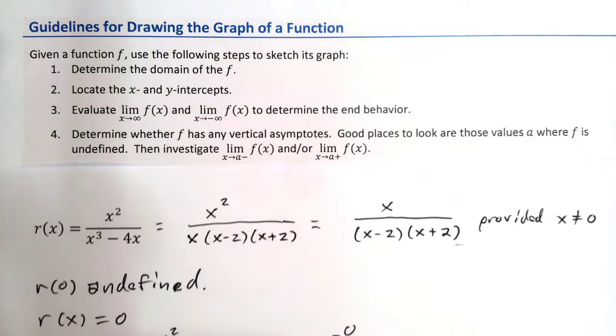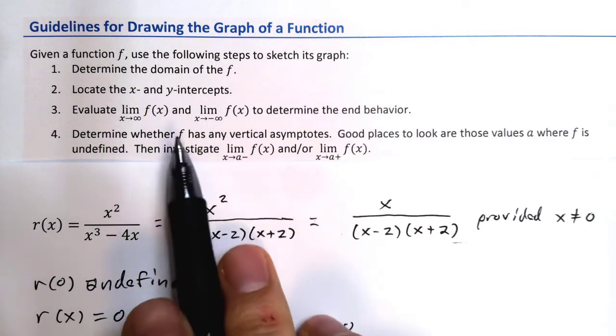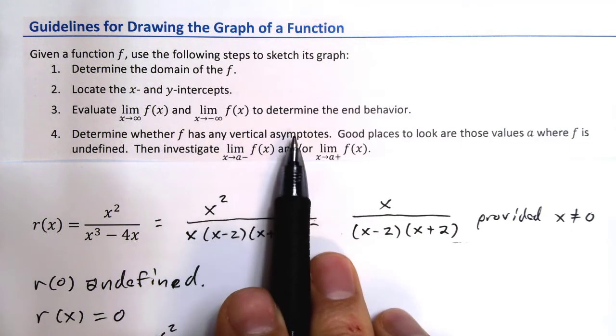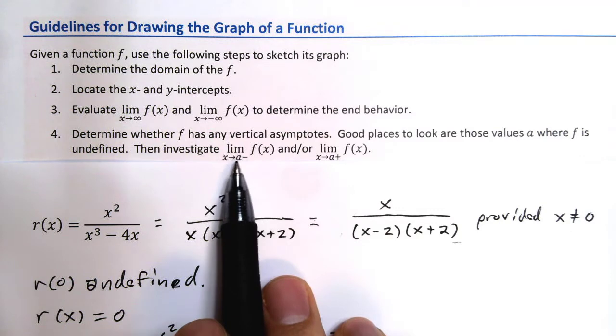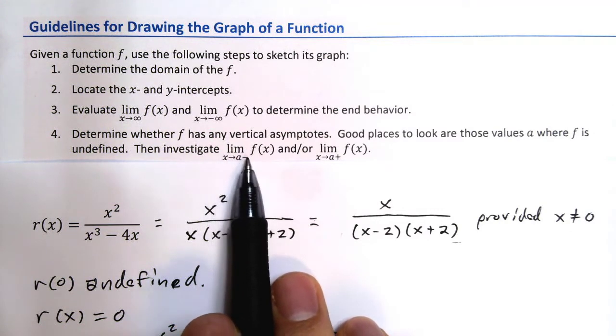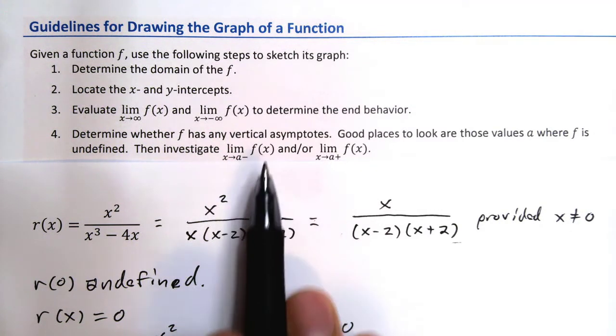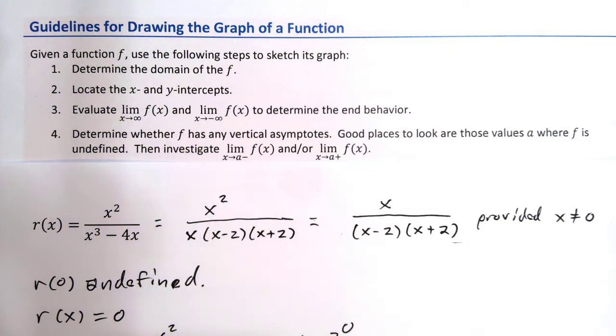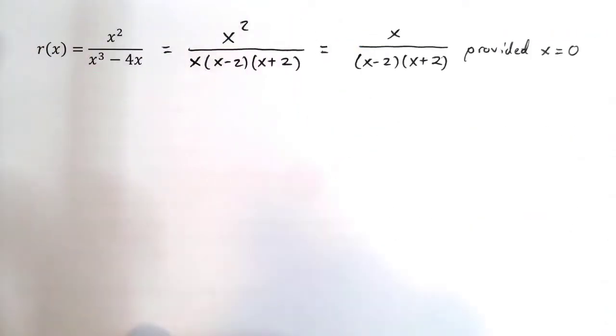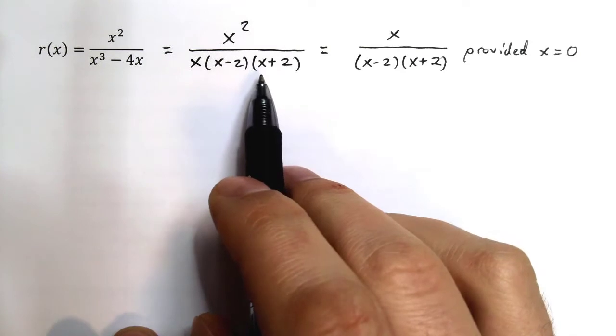Okay, let's see what the next step is. Determine whether the function has any vertical asymptotes. So we're looking for numbers a, such that when we approach a from the left or the right, the function goes to infinity or negative infinity. Okay, so what numbers could those be?